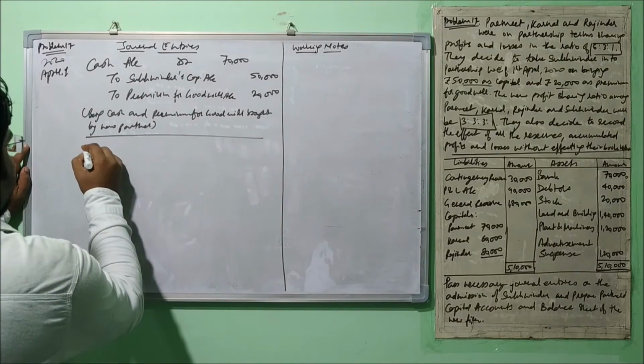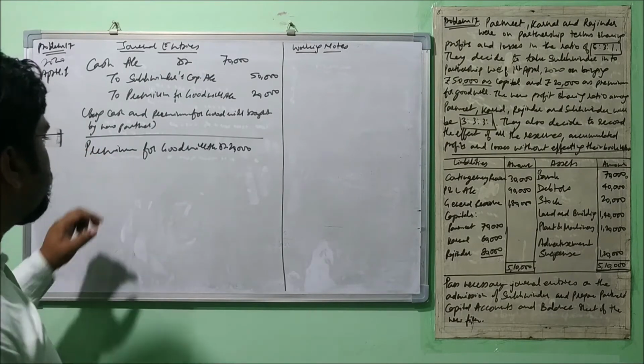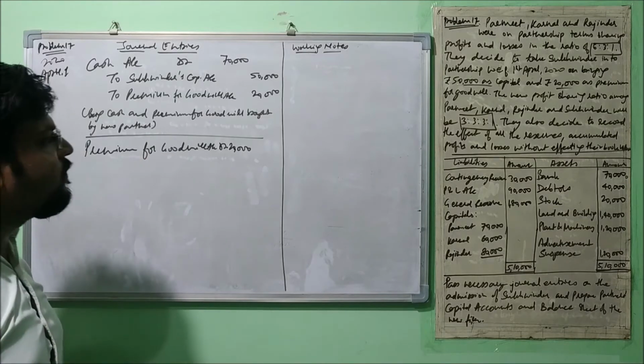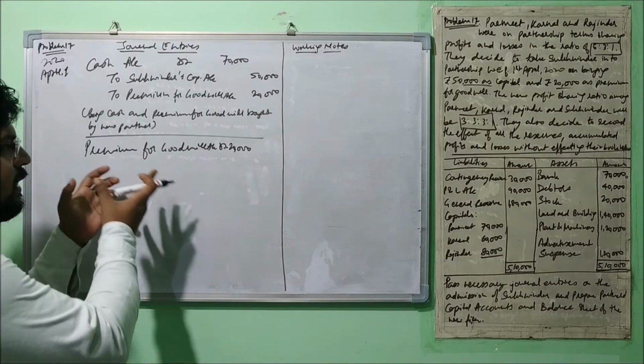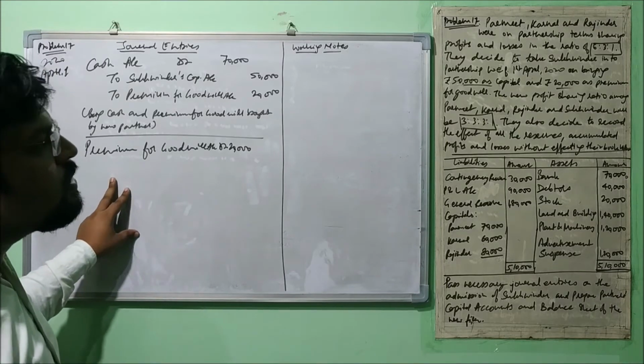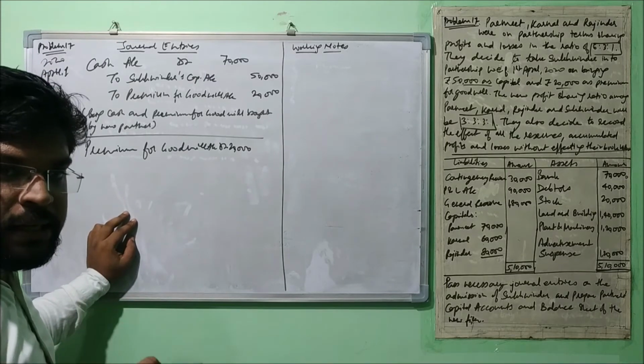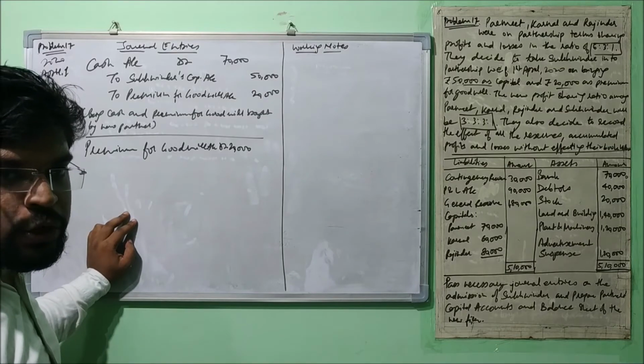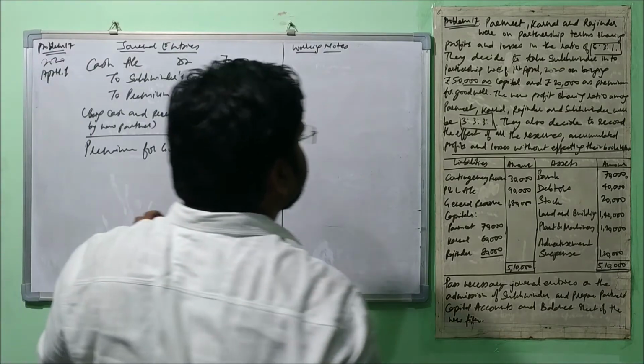Okay, and this premium is supposed to be adjusted. So for that the entry will be passed. Premium for goodwill account debit to sacrificing partners. If the gaining is there, it is debited. But before going on to this, we need to calculate the gaining or sacrificing ratio. So let's calculate it here.